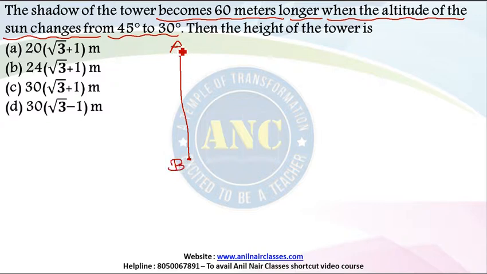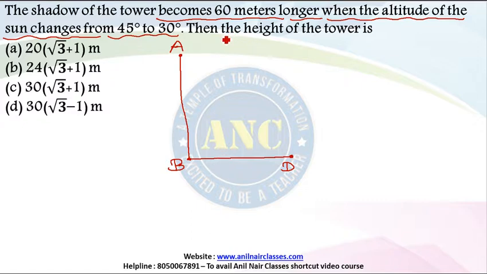It is not a straight line. Please assume it as a straight line, sir. Now, this is the tower AB. They are saying that the shadow of the tower becomes 60 meters longer. That means this is the shadow of the tower. Initially, this is the shadow, BD. At this point I will call it D.